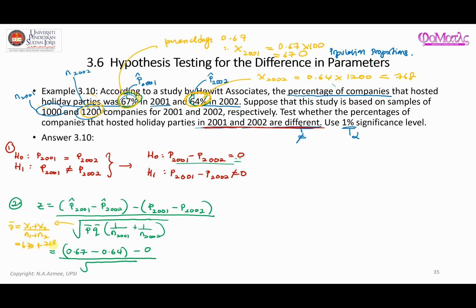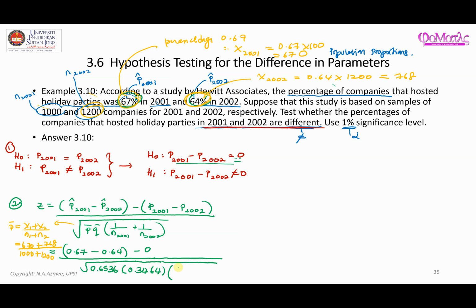So that is 768 over sample size for 2001 is 1000, and sample size for 2002 is 1200, and based on this you will be able to get the value of P bar. So the value of P bar is going to be 0.6536. So you can try punching these numbers into the calculator. You will get the result is 0.6536, and once you get P bar, you will be able to get Q bar. Q bar is just 1 minus this value. So 1 minus 0.6536 is 0.3464. Okay, so that is the value of Q bar.